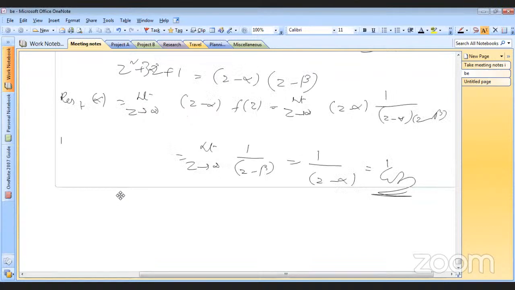For the simplification we are doing here, this is how we can solve integration problems.